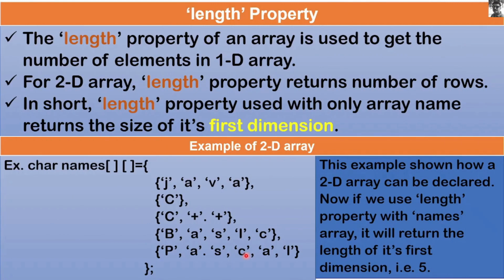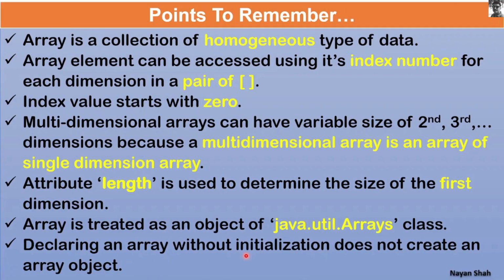Yes, coming back to this length property now, and next are the points which you need to remember about arrays, because the array topic gets over at this point. So let us quickly remember the important points. The very first point is that an array is a collection of homogeneous type of data.